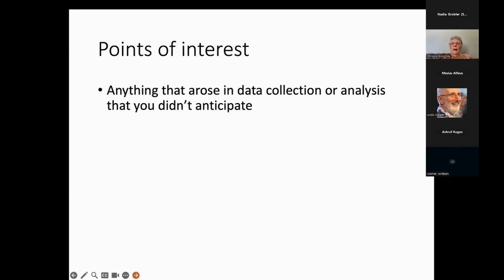Okay. Another point of interest. So we had the theory. You could write about the way the theory allowed you to see things, do things, and so on as a journal article. Another point of interest could be anything that arose in data collection or analysis that you didn't anticipate.